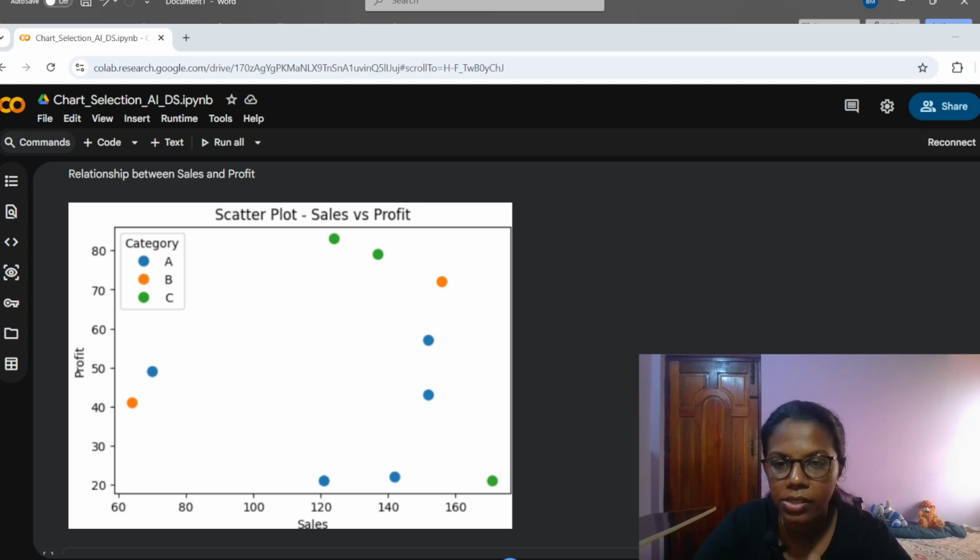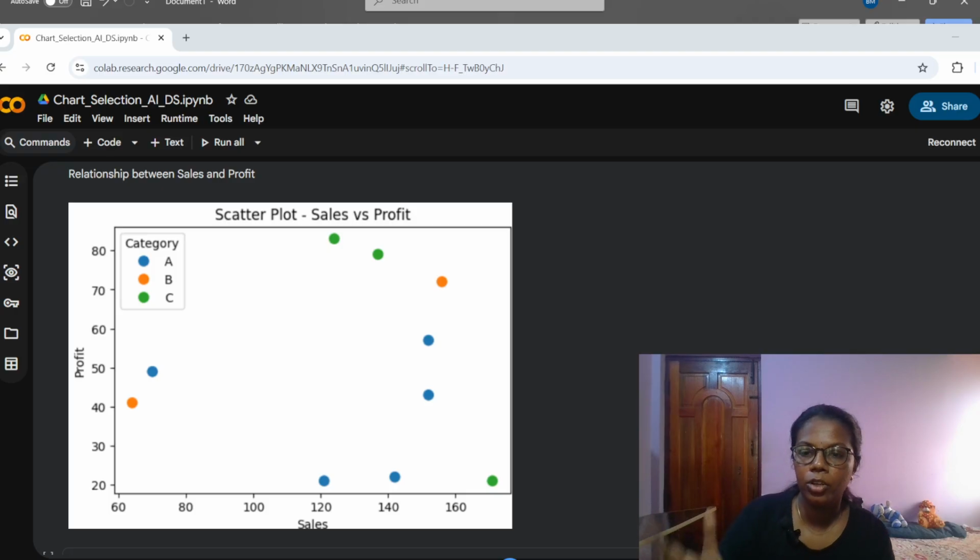This scatter plot is specifically used for finding the relationship between two numerical variables, and it is helpful in identifying correlation patterns. Whenever I want to find the relationship between two numerical values or two numerical columns, I need to use the scatter plot. Specifically, when I want to understand the relationship between sales and profit, how my profit values differ based on sales, then I should use a chart called scatter plot.